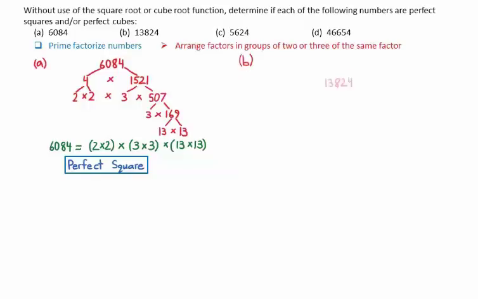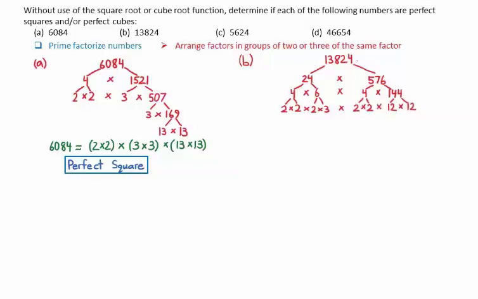For B, 13,824, we can first break that up to 24 times 576. The 24 becomes 4 times 6. 576 becomes 4 times 144. We can break 4 down to 2 times 2. 6 becomes 2 times 3. The 4, again, 2 times 2. And 144 becomes 12 times 12. We can further break down the 12 to 3 times 4 for both of them. And then both of the 4's become 2 times 2.